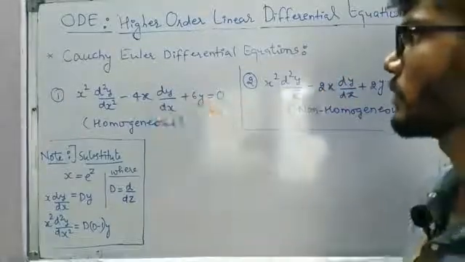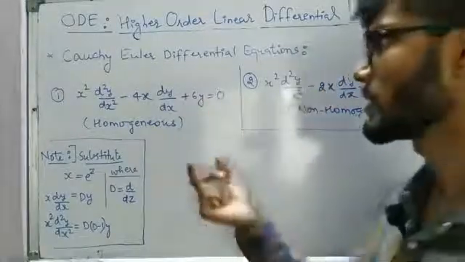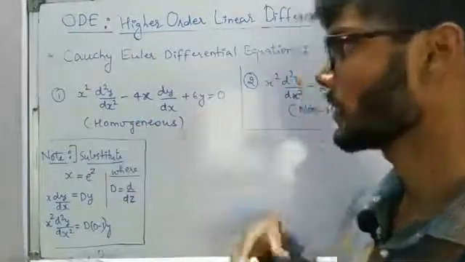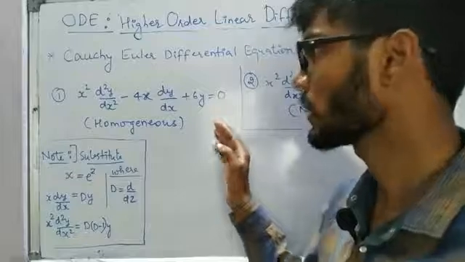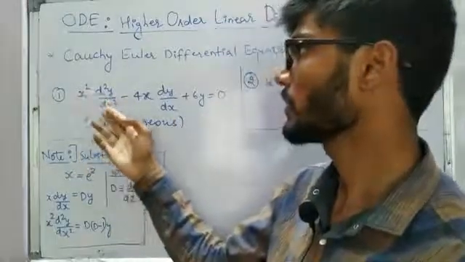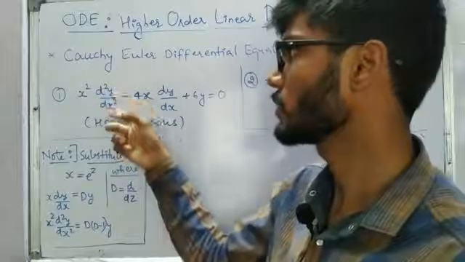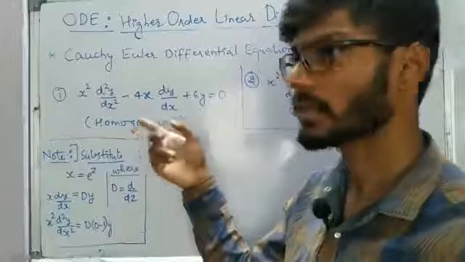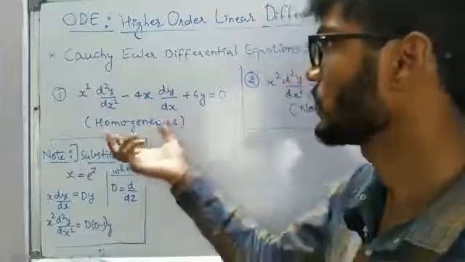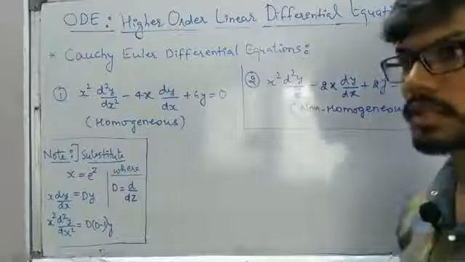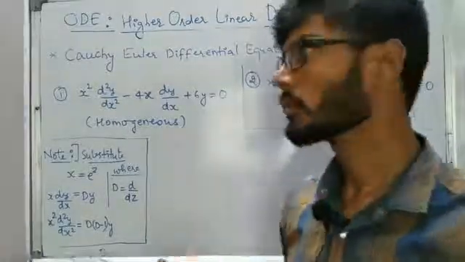But in the case of Cauchy Euler differential equations, instead of having constant coefficients, we are going to have terms of x, and they are going to have the same degree as the derivative. Like if it is d2y by dx2, we are going to have an x square term. If it is dy by dx, we are going to have an x term in the multiplication. So this kind of format we call Cauchy Euler differential equations.